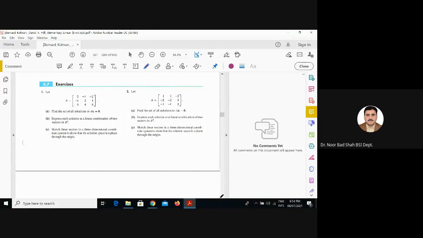where matrix A is given. It says find the set of all solutions to Ax equal to 0. Then express each solution as a linear combination of two vectors. Right, forget about the sketching. You would do only these two things. So can you do it? We have done that quite a few times.